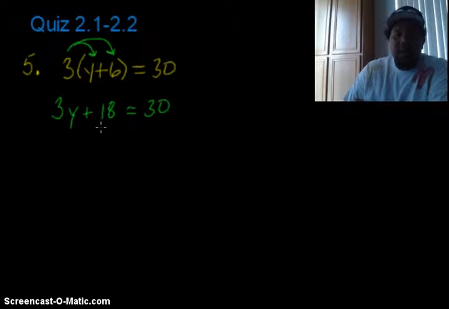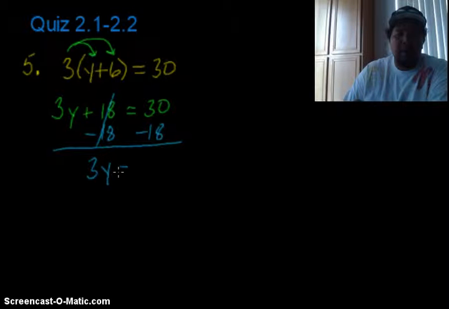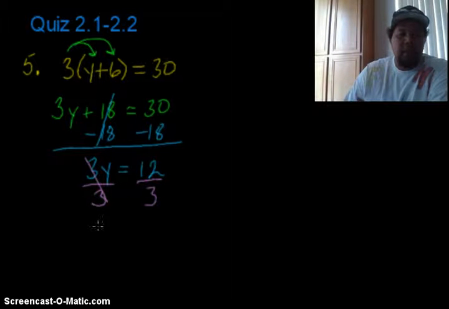So we're going to eliminate the constant, the 18. So we're going to subtract 18 from both sides right here. So we're going to end up with 3y equals 12. And then dividing each side by this 3, since it's being multiplied, the inverse is to divide. So we end up with y equals 4.